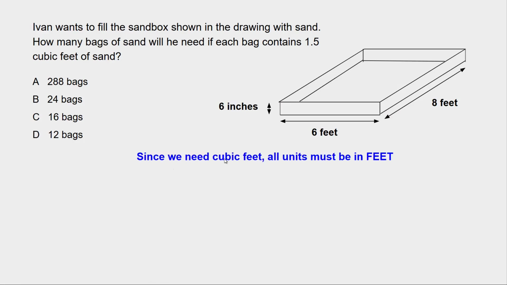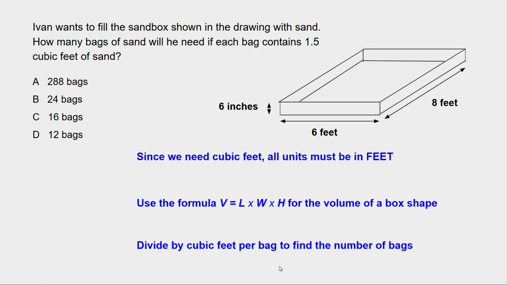As I just mentioned, we need to work in terms of cubic feet. So all of the units that we have must be in feet. Next, we're going to use the formula volume equals length times width times height. This is a simplified formula for the volume of a box shape. And then finally, we are going to divide by the number of cubic feet per bag in order to find the number of bags necessary. We note here that all of our answers are in terms of numbers of bags. So let's get started with that first step.